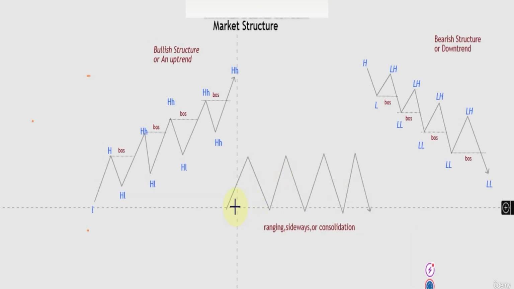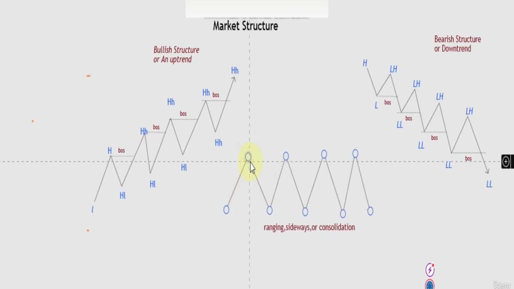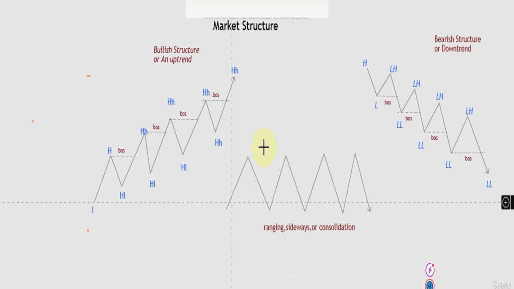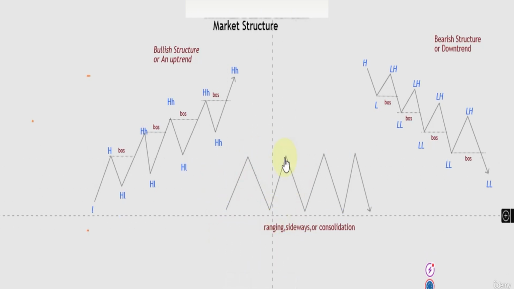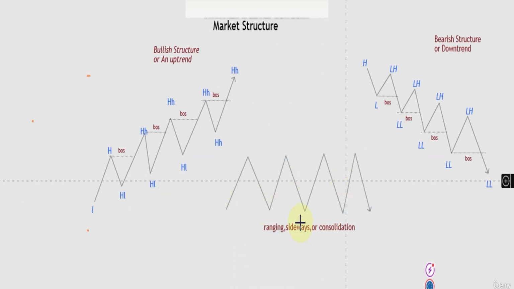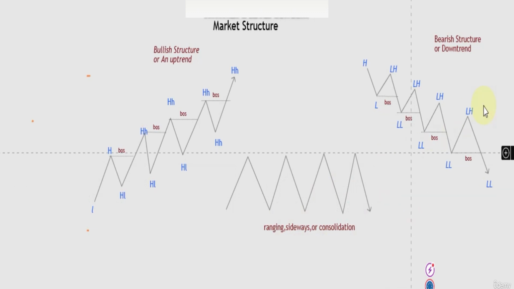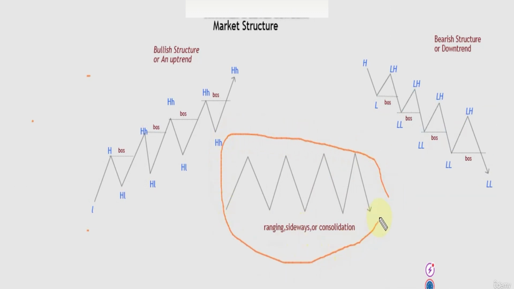Now for consolidation, price will just keep going sideways, up, down, up, down, up, without a particular direction. You can see you cannot determine whether this is an upward trend or a downward trend. It is just moving sideways, so we call it ranging sideways or consolidation. During this kind of market condition, we don't trade. Okay, at least the strategy I'm going to teach you in this course, we don't trade this kind of condition. It is not good for this kind of condition.